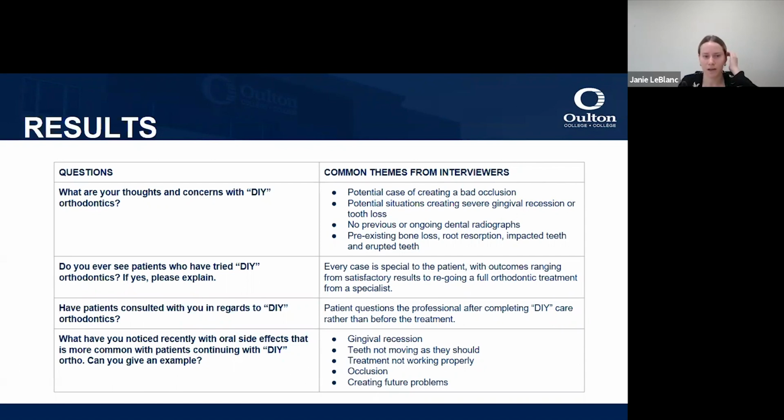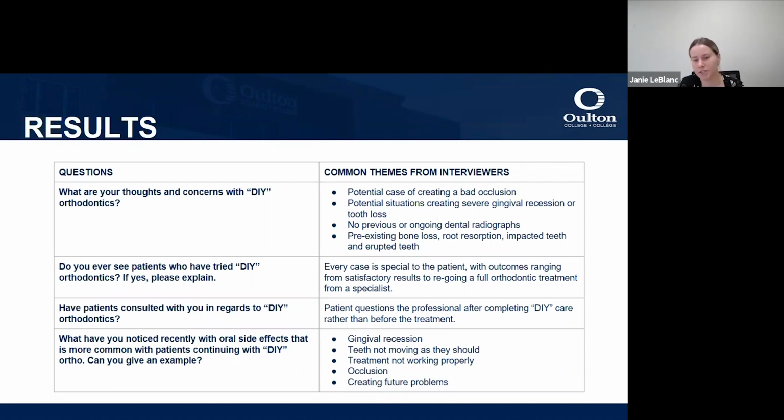The common themes from the specialists that we gathered were, for the first question: potential cases of creating bad occlusion, potential situations creating severe gingival recession or tooth loss, no previous or ongoing dental radiographs, pre-existing bone loss, root resorption, impacted teeth, and erupted teeth. For the second question: every case is special to the patient, with outcomes ranging from satisfactory results to undergoing a full orthodontic treatment from a specialist.